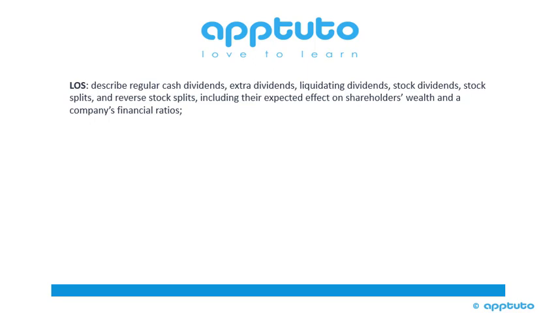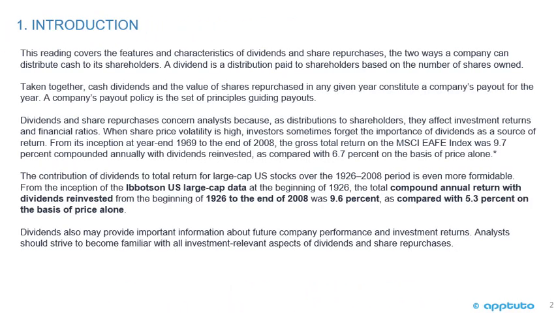This LOS is: describe regular cash dividends, extra dividends, liquidating dividends, stock splits, and reverse stock splits, including their expected effect on shareholders' wealth and a company's financial ratios. Before we jump into this LOS, we'll just do a bit of an introduction.